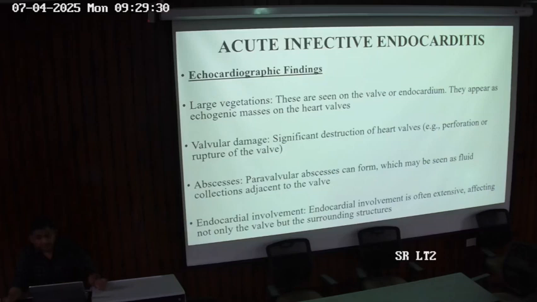On echo, we see a large vegetation. These are seen on the valve or the endocardium. They appear as an echogenic mass on the heart valve. Valvular damage, significant destruction of the heart valve. This is a rupture of the valve or perforation. So, large vegetation in the form of a mass over the endocardium or attached to the heart valve. In an already damaged valve, there is a chance of significant destruction in the form of a perforated heart valve, or rupture.